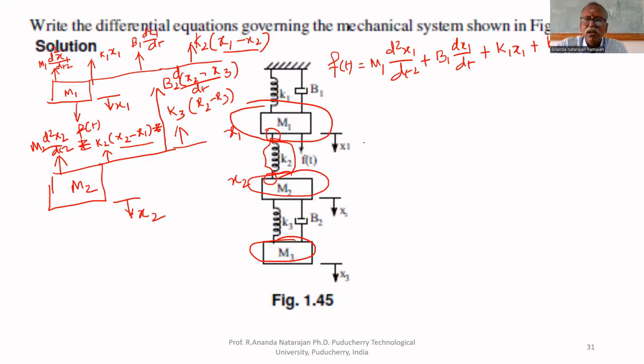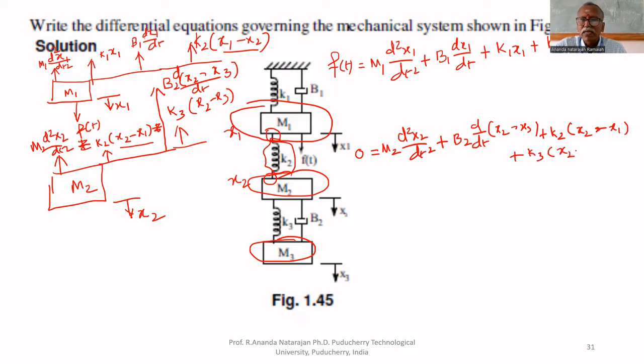Therefore, the equation for the second mass is 0 equal to, because there is no applied force, M2 d square x2 by dt square plus B2 d upon dt of x2 minus x3 plus K2 multiplied by x2 minus x1 plus K3 multiplied by x2 minus x3. That's all.